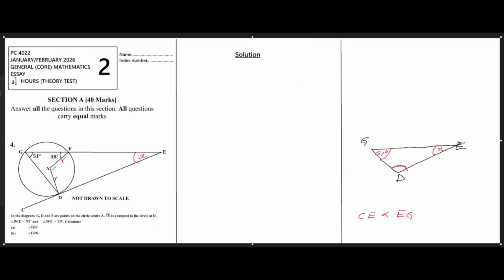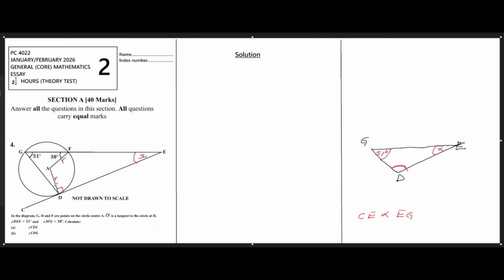Now, what is the relationship between line AD, which is the radius of the circle, and then line CE, which is a tangent to the circle at point D? Recall that a tangent is a straight line that touches the circle at one point. We know that from angle properties of a circle, a radius and a tangent always meet at right angle. Please, let's take note. The radius and the tangent will always meet at right angle. That is 90 degrees. So the angle at this part of point D measures 90 degrees.